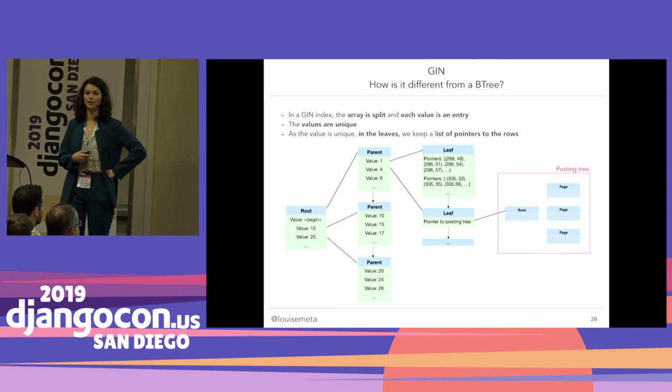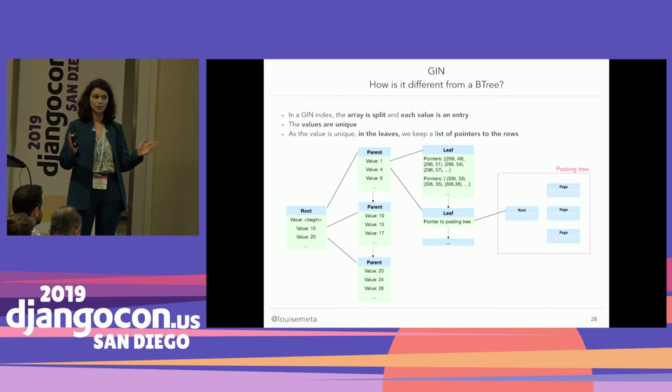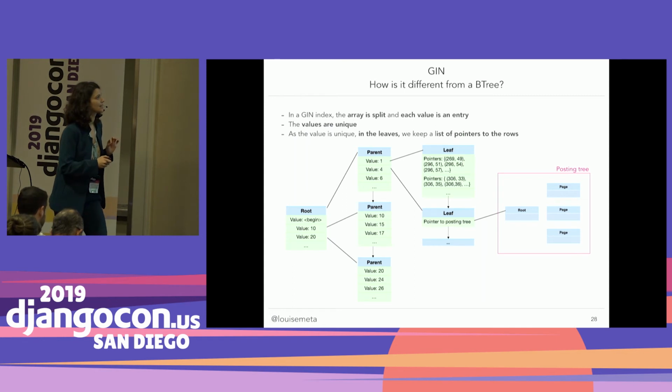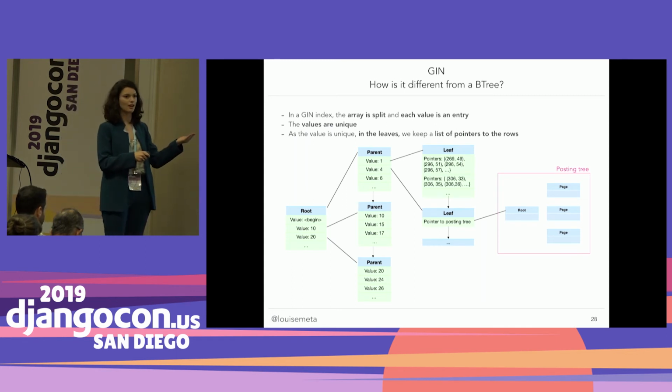So how is it different from a Btree? Earlier I was telling you, in the Btree, we just index the value as it is. If we were to use a Btree on an array, it would just index the entire array. What Gin does is that it's going to take the array and split it, and each value will be an entry in the tree. Each value is unique.